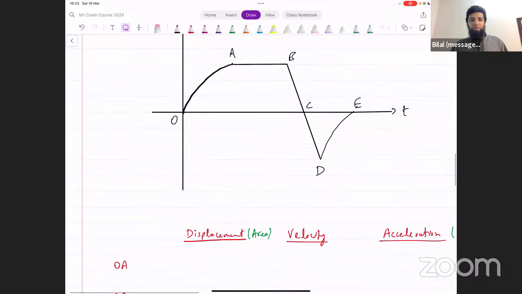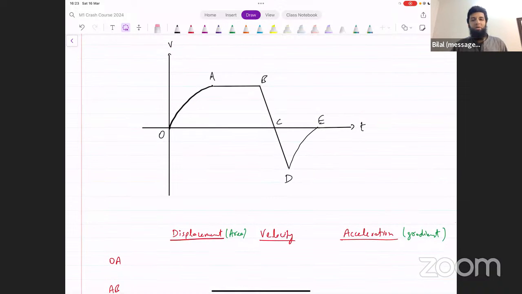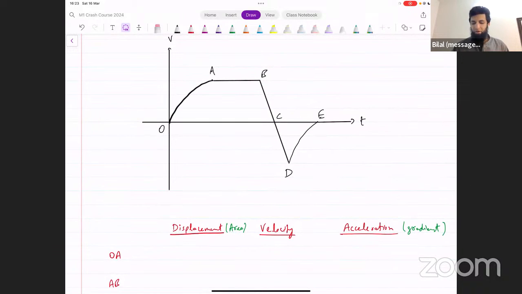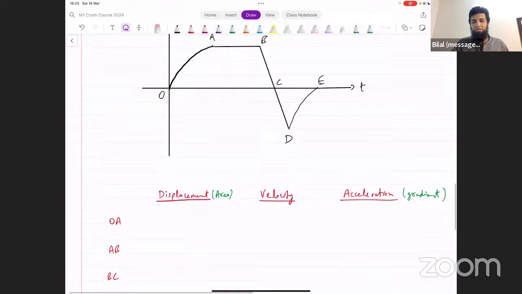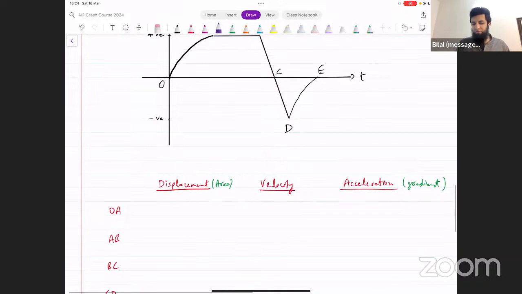Now, what's happening from O to A? What's happening in this part of the graph? In fact, let's start with velocity because it's a velocity time graph. What's happening to velocity? It's increasing. It's going to a positive value, right? So it started from 0 and it's going to a positive value. So velocity is increasing.